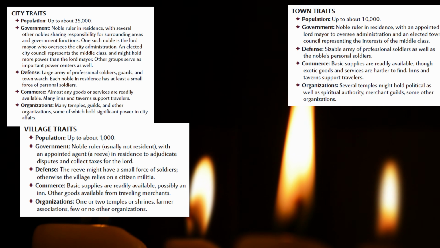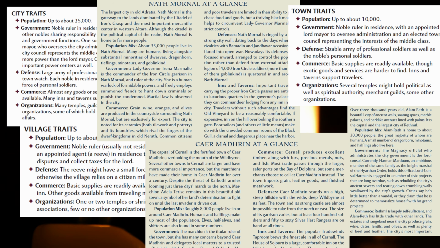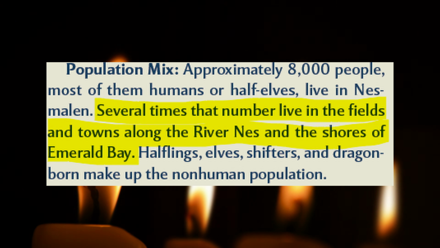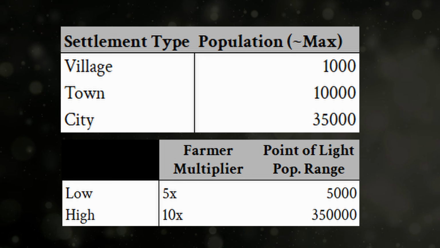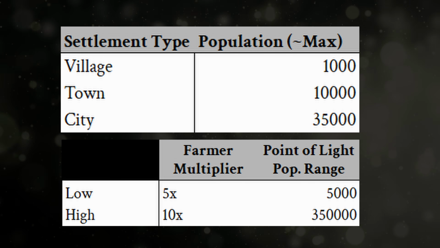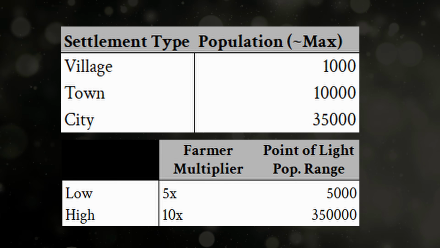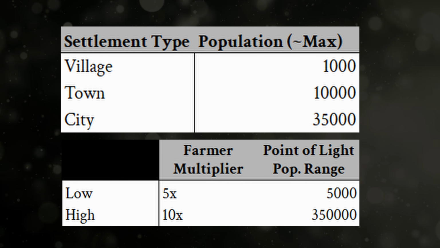So looking at Nereth, we can see that the sizes of the villages, towns, and cities range from about 1,000 people to 35,000 people. Looking through the old Dragon magazines, I also found notes about farms and smaller communities surrounding the larger towns, hamlets, things like that, that multiply the population in the area by 5 to 10x. So a Point of Light area, if we use those multipliers, could have a population between maybe 5,000 to 350,000 people.